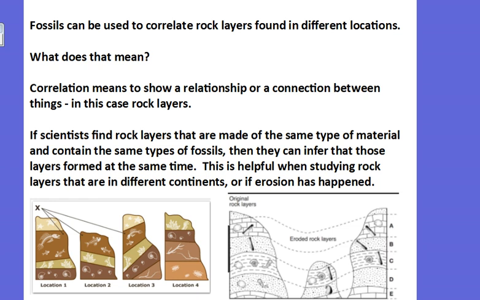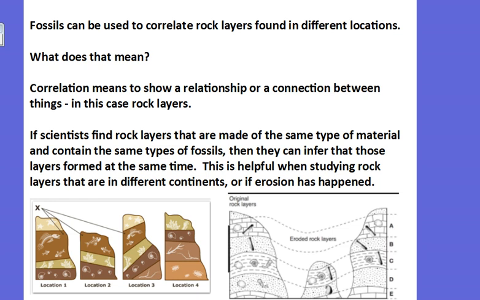succession, faunal, yeah, I think that was what it was. Oh my gosh, I can't remember. But if they find the same collection of fossils and in the same type of rock, then they can infer that those layers formed at the same time.